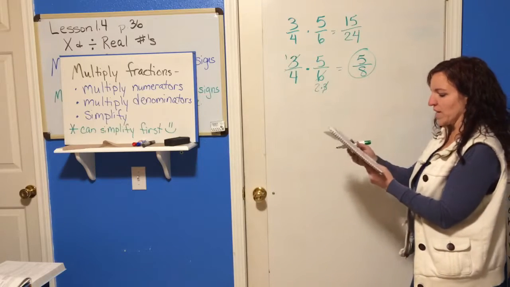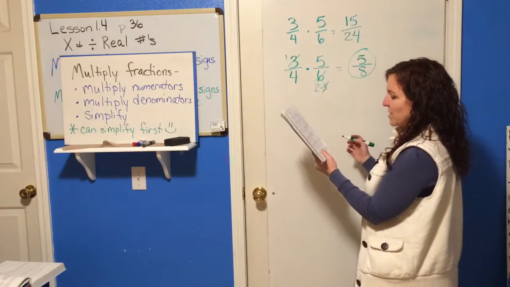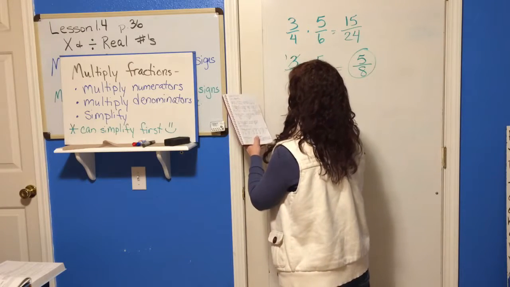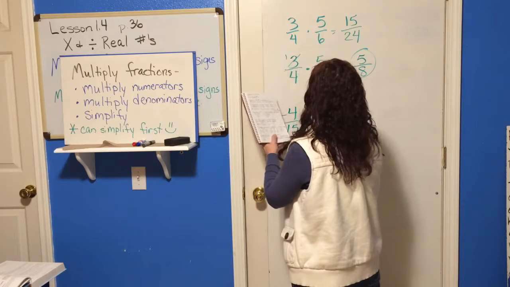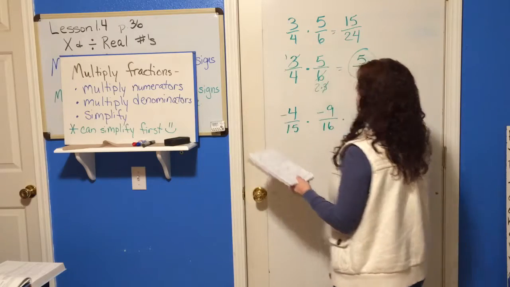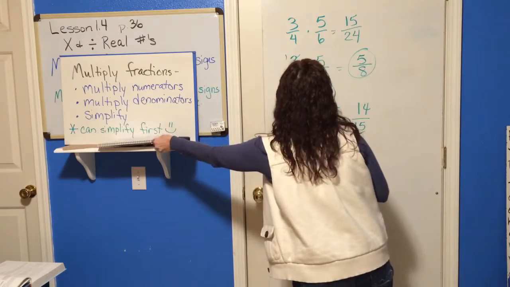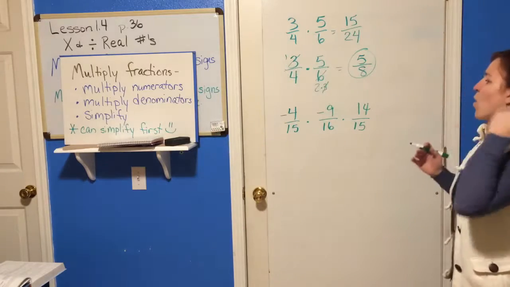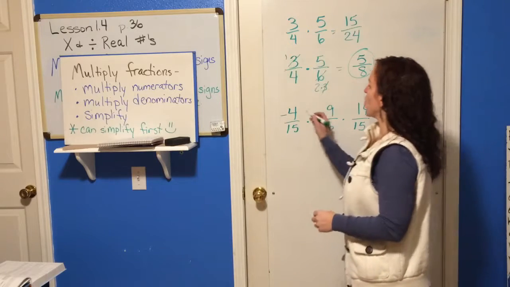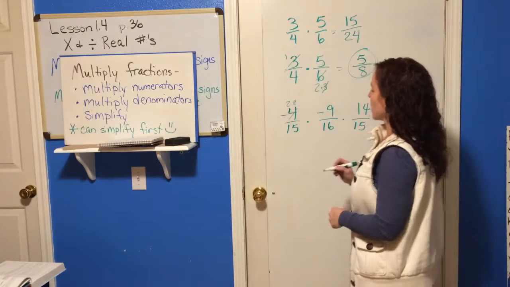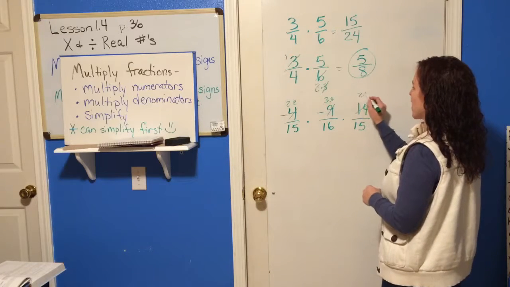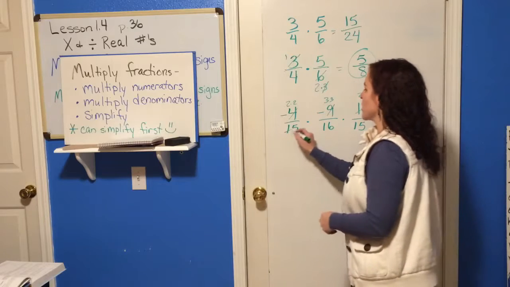Let's do a couple more of these just to see those steps. Let's do a big, long, hairy, scary one. We've got -4/15 times -9/16 times 14/15. You can look to see what's in both, or you can just remember you can take their prime factorization. 4 is 2 times 2. 9 is 3 times 3. 14 is 2 times 7. 15 is 3 times 5.